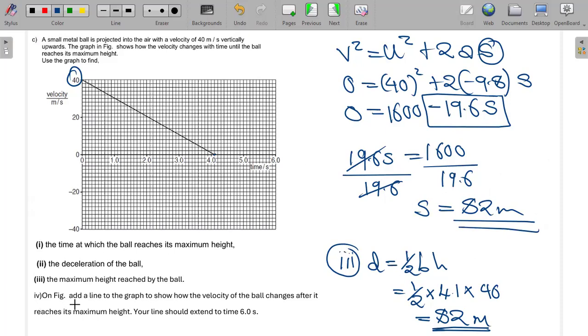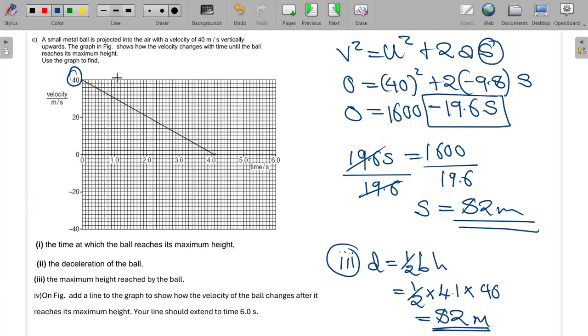Part 4 says: on the figure, add a line to the graph to show how the velocity of the ball changes after it reaches its maximum height. Your line should extend to time 6 seconds. So this is free fall. Once it reaches its maximum height, it's going to go down using a similar path. The ball is now starting to go downwards, and as it goes downwards, it is going to start gaining velocity. So velocity is now going to become negative, because it's now going down.